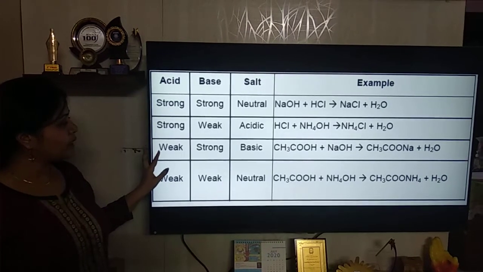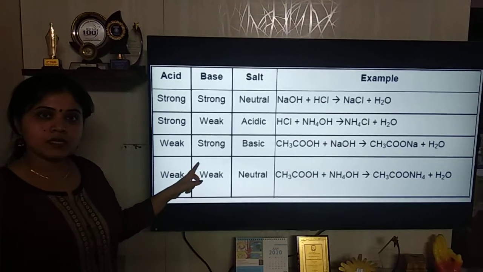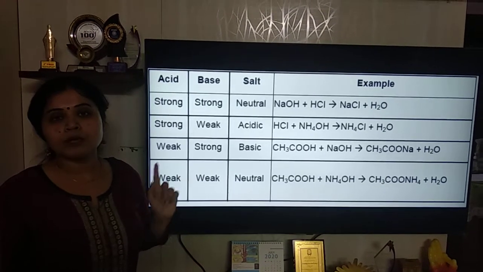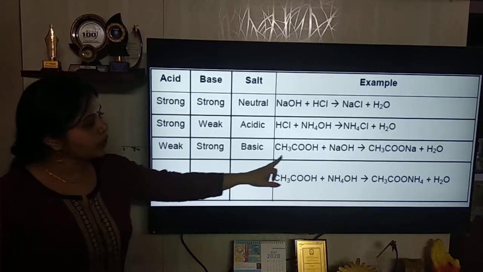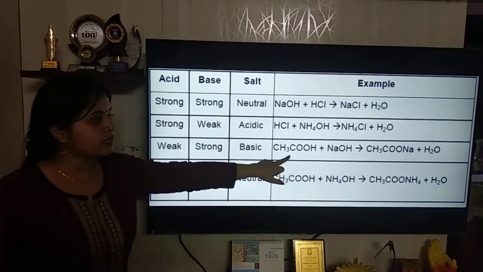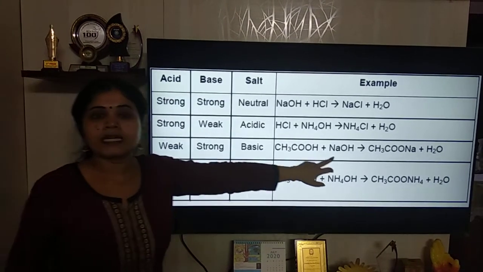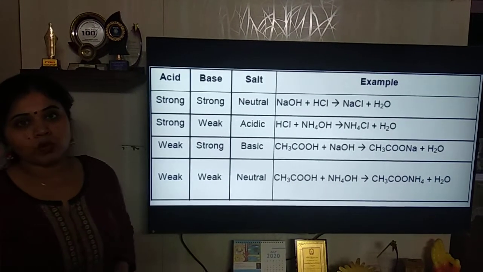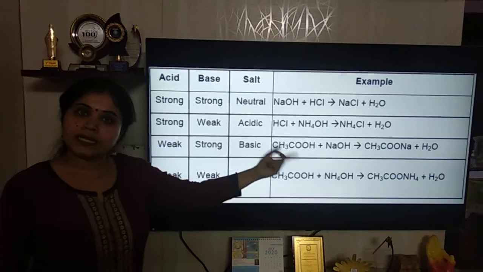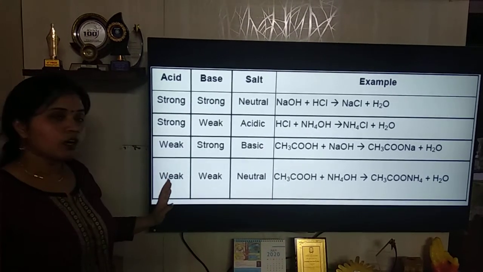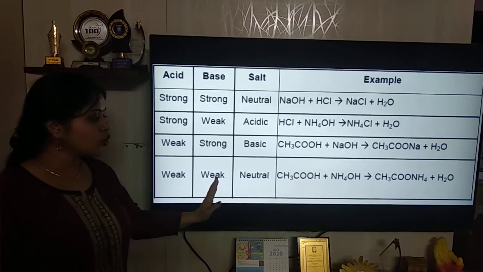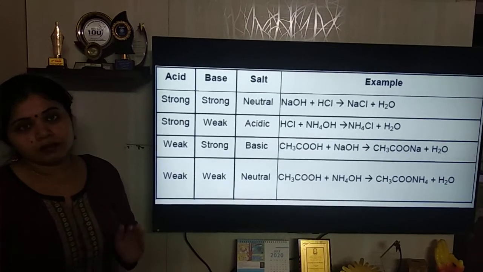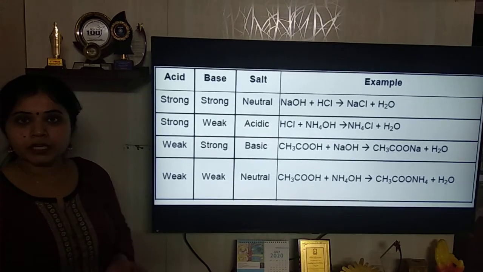In this case, you find that a weak acid and a strong base are there. Since the base is strong, you will get a salt that shows basic nature. Corresponding examples you can also see here: acetic acid, a weak acid, reacts with a strong base to give sodium acetate, which is a basic salt. So the pH is going to be greater than 7. Here a weak acid and a weak base react together. Again, like the first case, it will give a neutral salt, which will have a pH of 7.